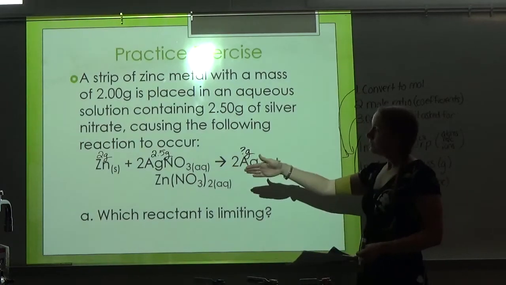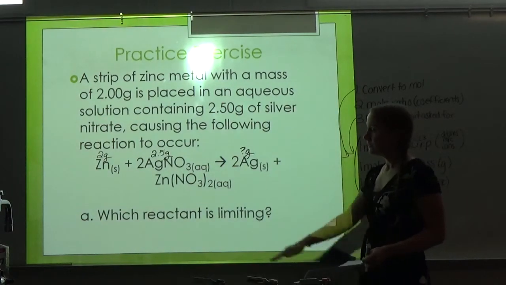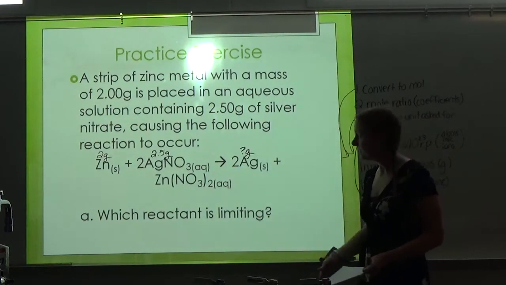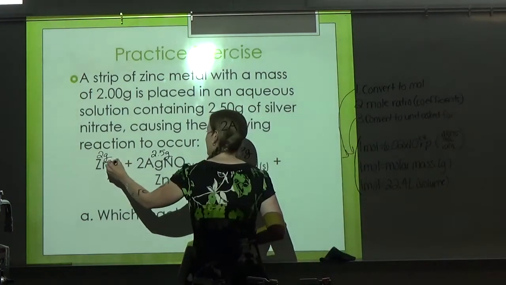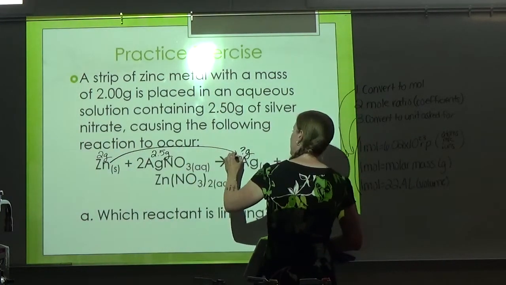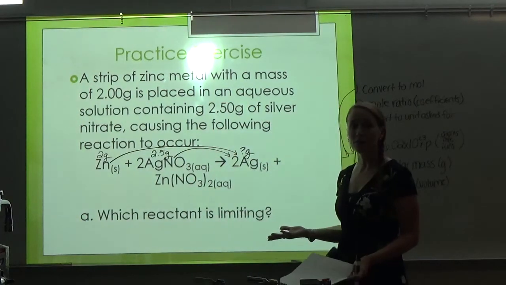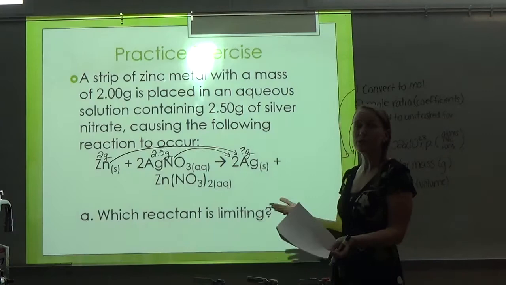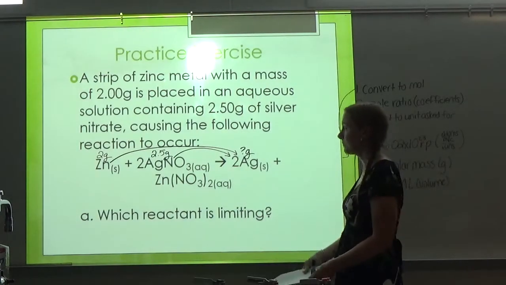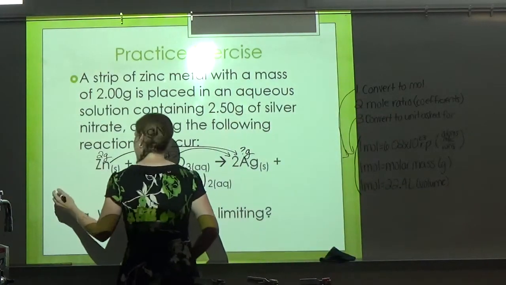All right, so we're starting with grams. We're trying to get to grams. Ooh, I have a limited amount of space to work with here. All right, so first step is I'm going to go from zinc to my product. I'll go from silver nitrate to my product, and then of course I'll figure out which one's limiting, because which one made the lowest amount will be limiting. So I start with my 2 grams of zinc.